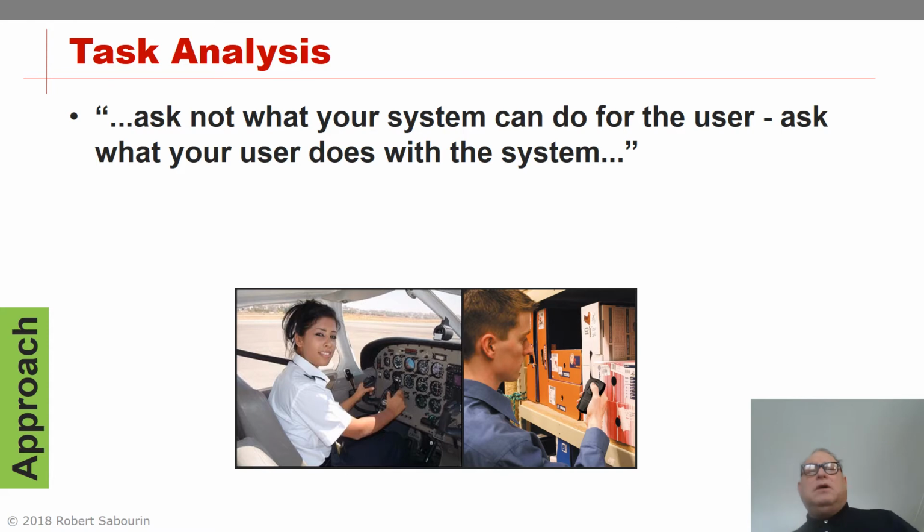Ask not what your system can do for the user, but ask what the user does with the system. Ask the user what they're doing with the system. Don't ask what the system does for the user. When you ask people to describe things, don't tell them to describe the designs, the dials, the steering wheel, the finish, the controls, menus, dialogues, buttons, all of this stuff. Instead, ask them to describe their job. Ask them to describe what they do.